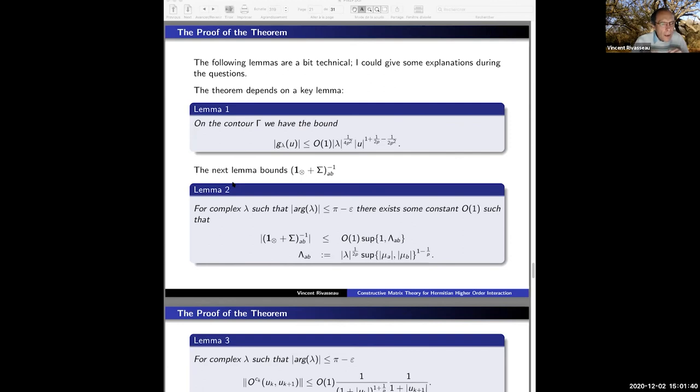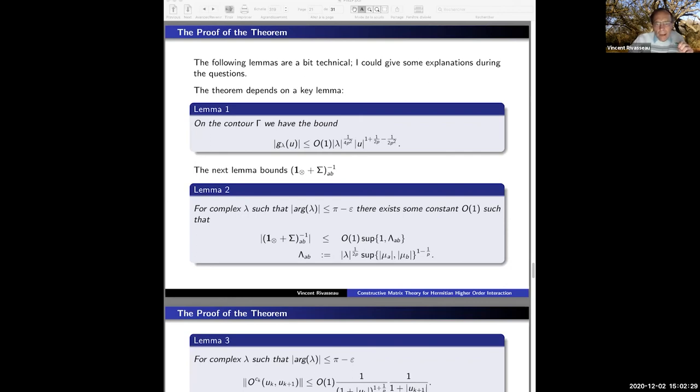The theorem depends on a key lemma, lemma 1. Contour gamma will have the bound absolute value of G lambda of U less than constant times lambda raised to the power 1 over 4 pi square times, as you can see on the screen.